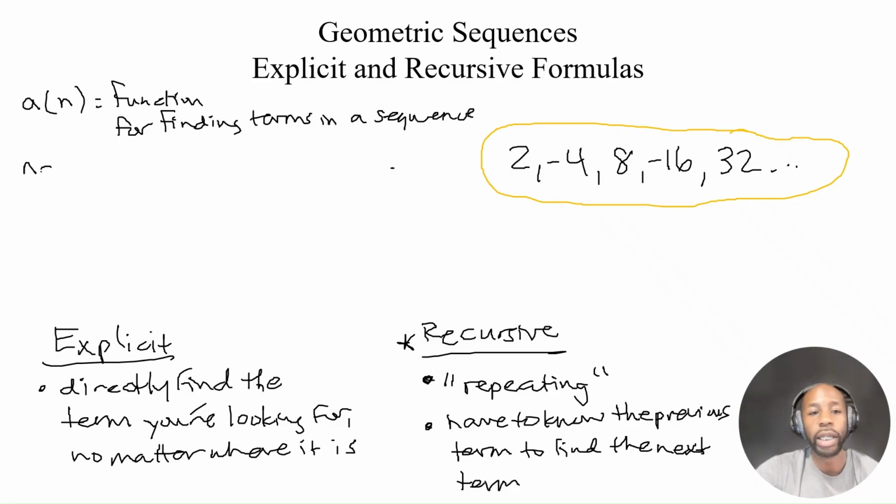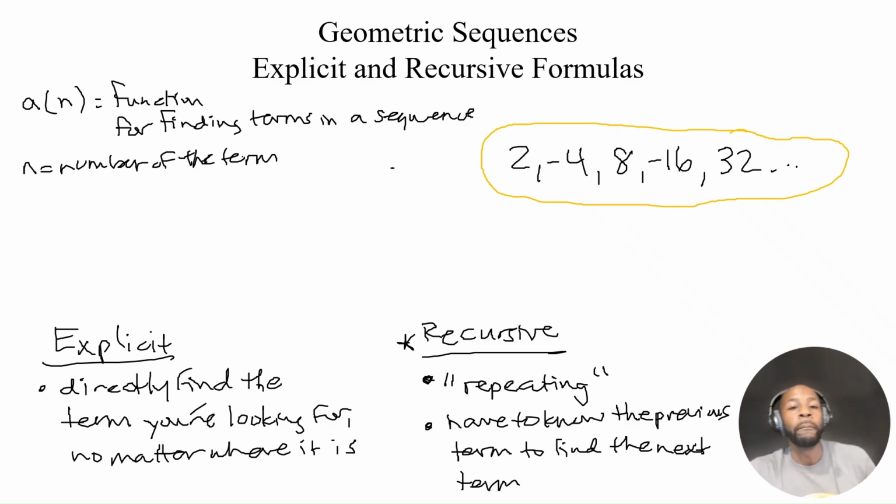N is the number of the term. So the first term, the second term, the third term. So if A of n is what we use to denote this function, then this is the information that you need for the recursive formula. A of 1, that's going to be your first term. That represents your first term, and we're going to denote that by the letter K.